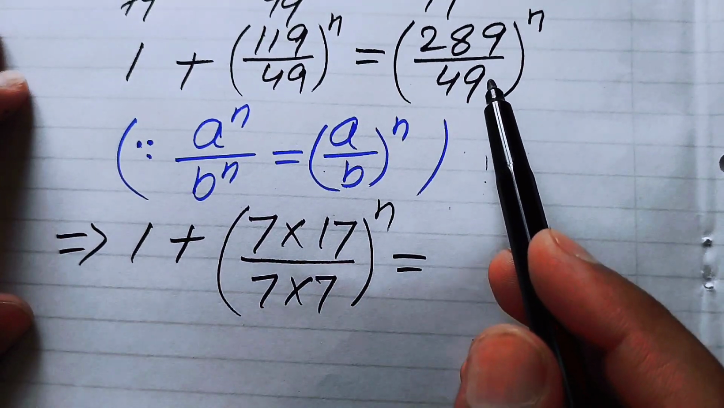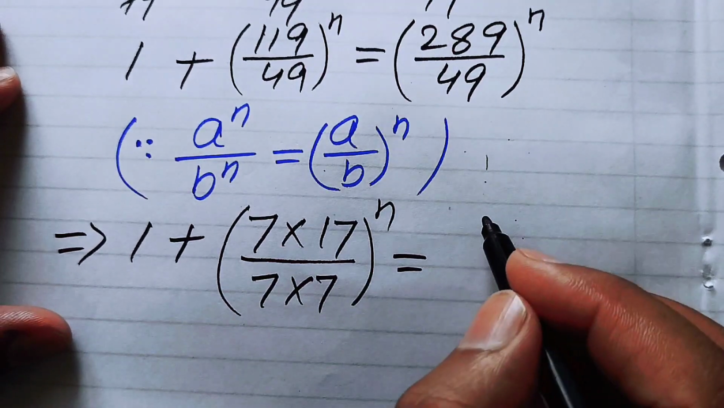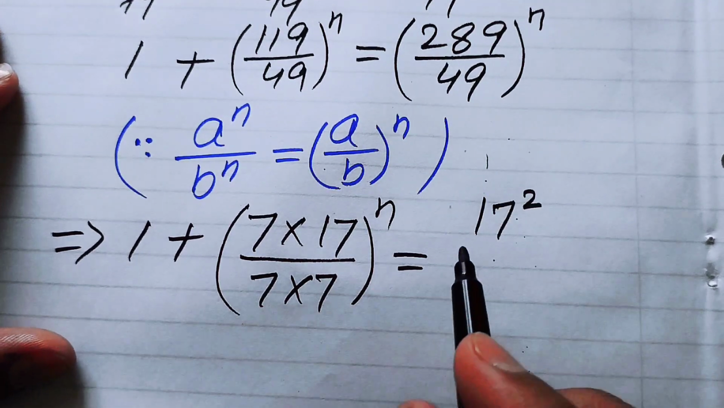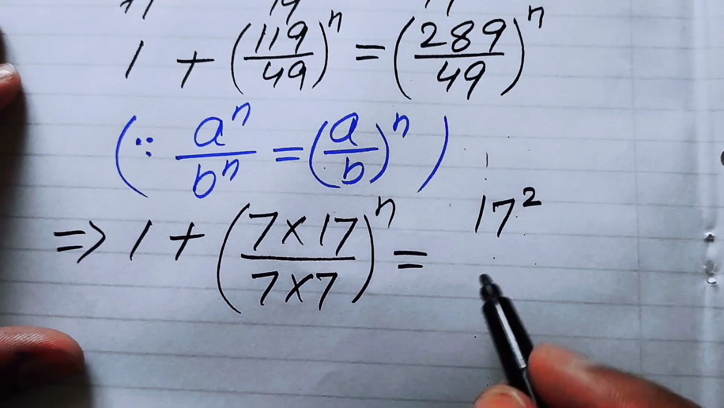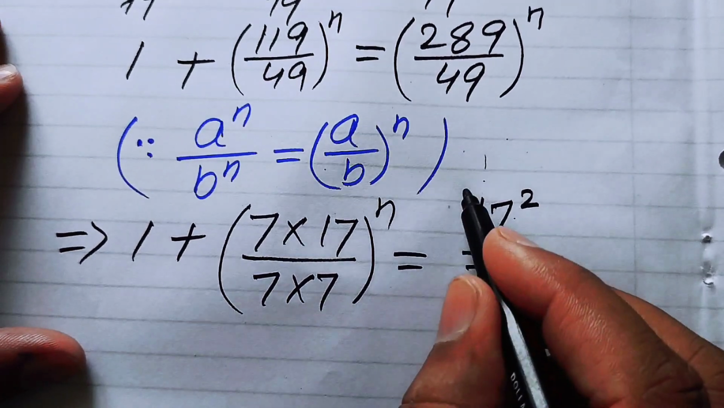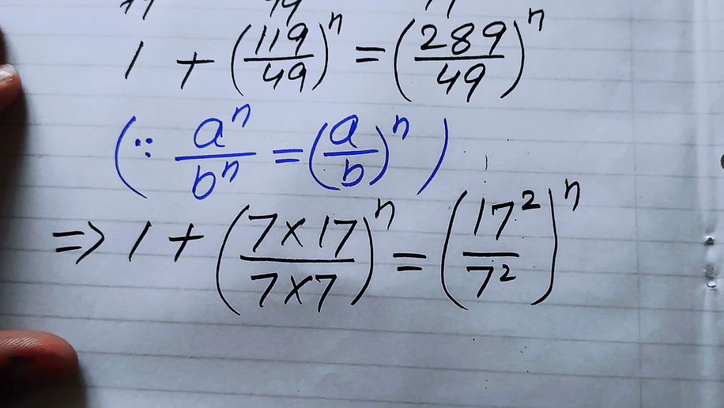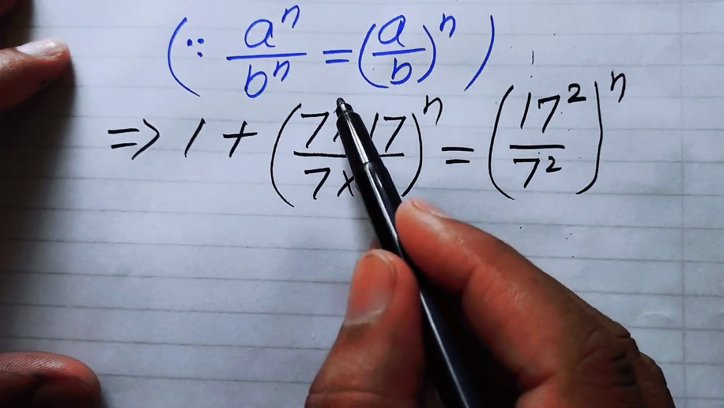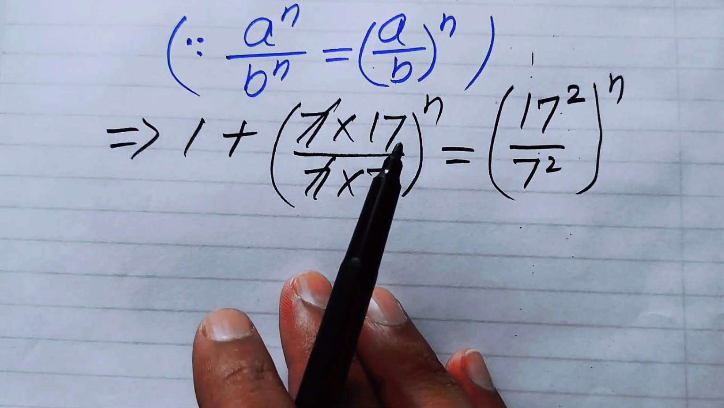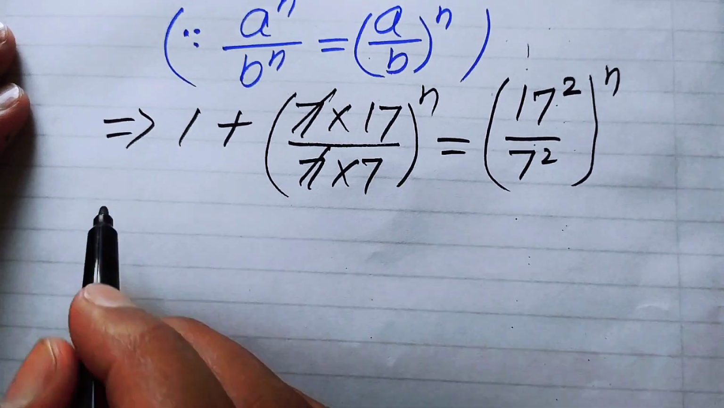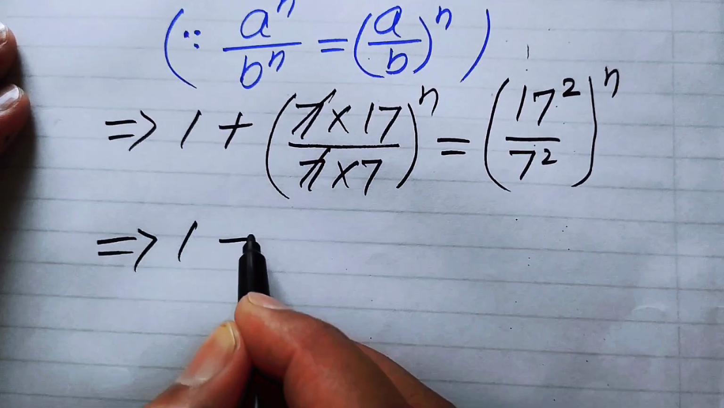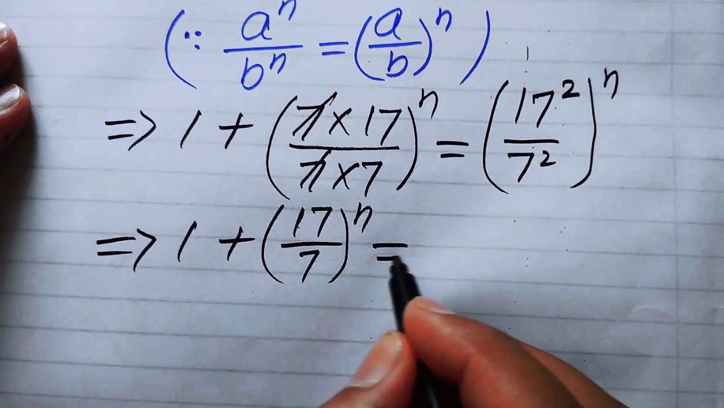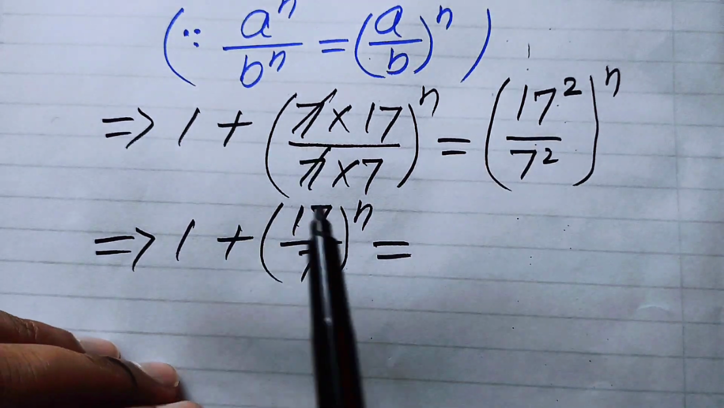289 over 49, and 289, the perfect square of 289 is 17 squared. 17 squared is equal to 289, and similarly the perfect square of 49 is 7 squared, and its whole power n. After this step we will make a little bit of simplification here. So here you see that these 7 are gone, and we will get 1 plus 17 over 7 and its whole power n is equal to, here I can use an exponential law.